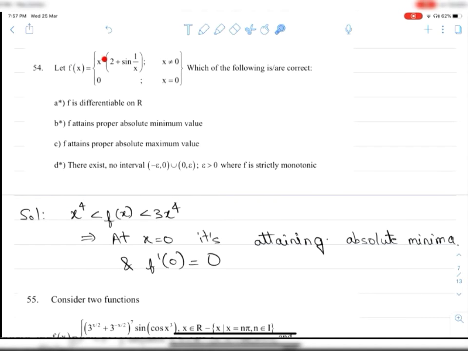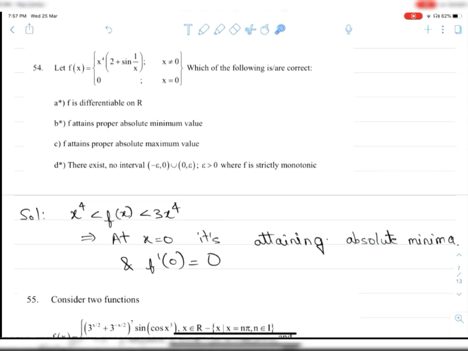Let f of x equal x power 4 into (2 plus sin 1 by x) if x is not equal to 0, and 0 when x is equal to 0. Similar to the previous question which has come. Which of the following is correct? F is differentiable or not? F attains proper absolute minimum value. F attains proper absolute maximum value.